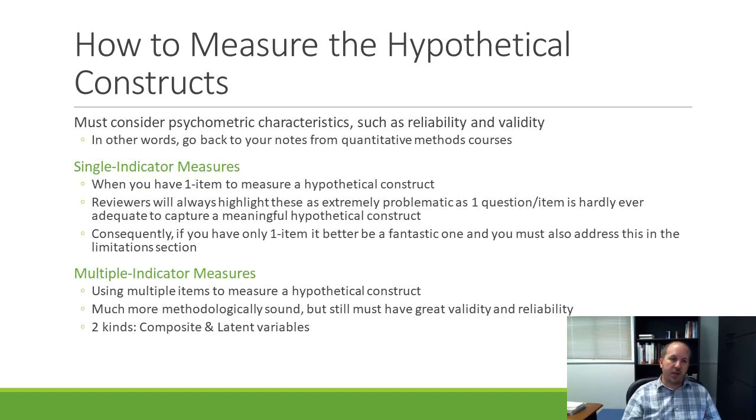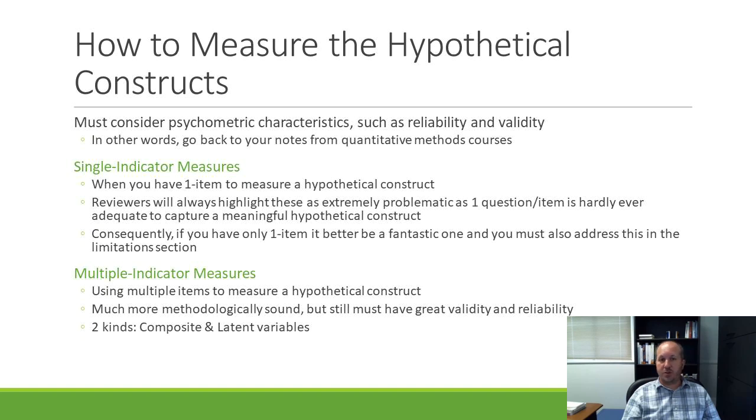Whenever you have a single item, you will almost always have reviewers highlight this as a major concern of the methodology. So it's really important that if you have one item, you can really back that item up and make sure that it's really strong. And at the same time, make sure you're addressing that in your limitation section. Now, when you're doing secondary analysis, sometimes you have no choice because they only asked one question about this.